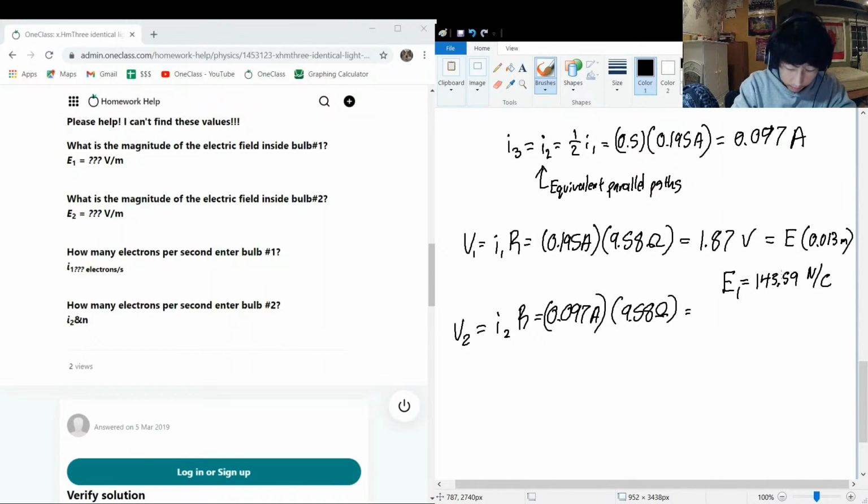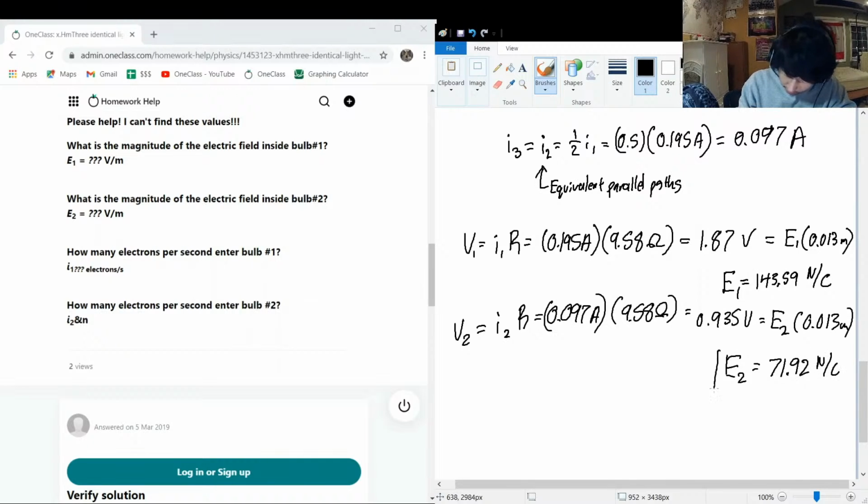So 1.87 divided by 2 is 0.935 volts, and this is also equal, well, that was E1, this is equal to E2 times 0.013 meters. And then isolating for E2, we're going to have that divided by 0.013. And here we're going to have 71.92 newtons per coulomb for the electric field in the second light bulb.